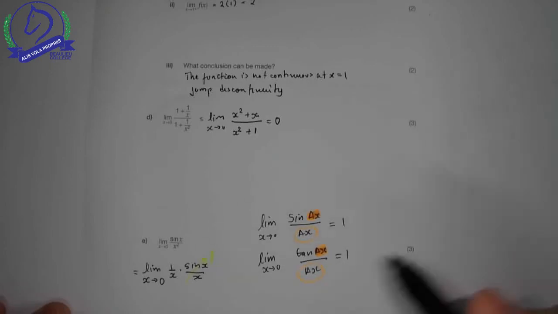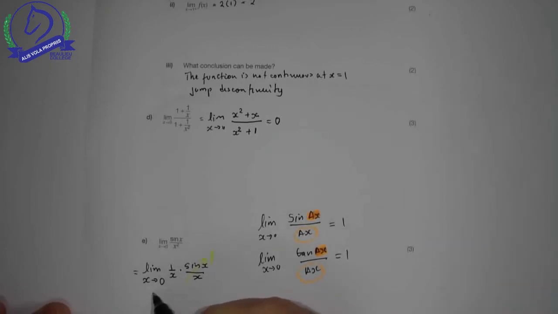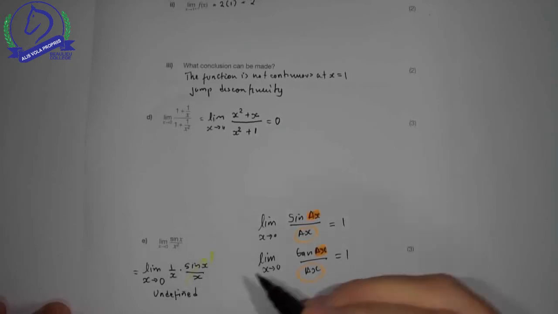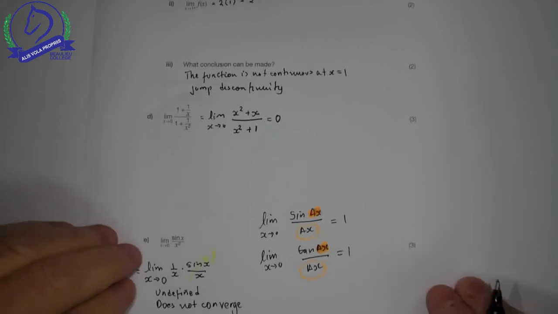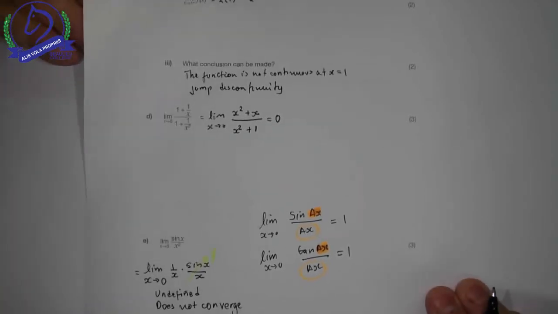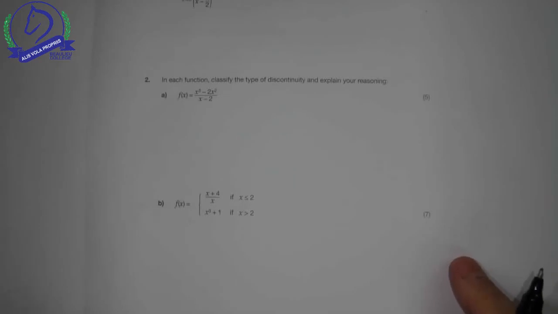Therefore, there's nothing else I can do here, so I can conclude that this limit is undefined, or in other words, you could also say that this function does not converge. In other words, the function doesn't converge to a value. As a matter of fact, it does diverge. Okay, so moving on to the next trigonometric limit.